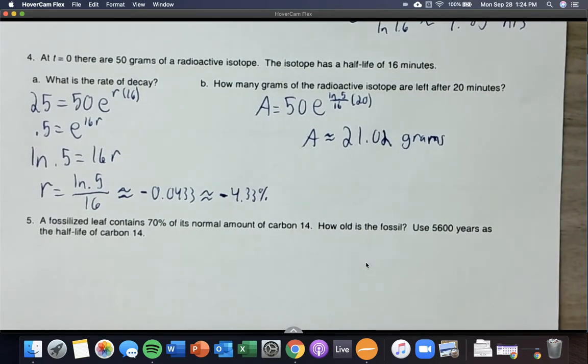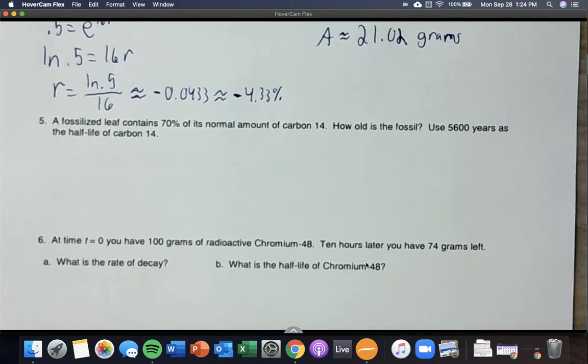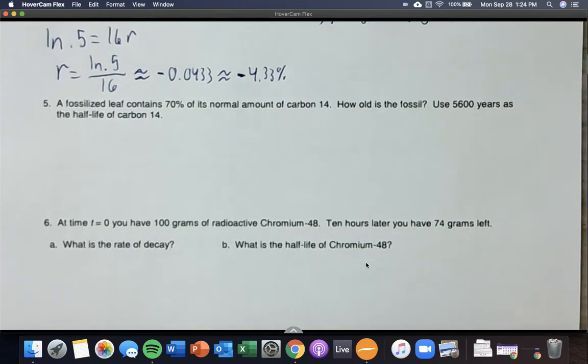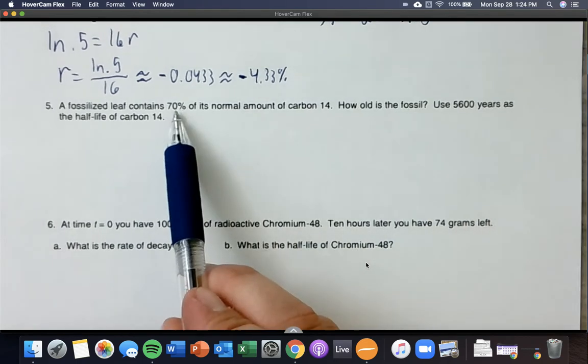Right? So number 5, a fossilized leaf contains 70% of its normal amount of carbon-14. How old is the fossil? Use 5,600 years as the half-life of carbon-14. Right? So what it's asking for is we want to know what's the rate that it's decomposing. Because if we can find the rate, we can solve for the time it would take for it to go from 100% to 70%.